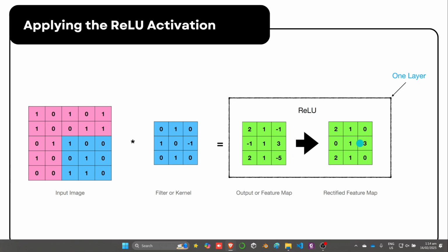So all the negative values here become 0, and you can see all the positive values remain the same. That's quite simple. That's what ReLU does. ReLU is often considered to be the same layer as a convolutional layer. We just specify what activation function we're using.